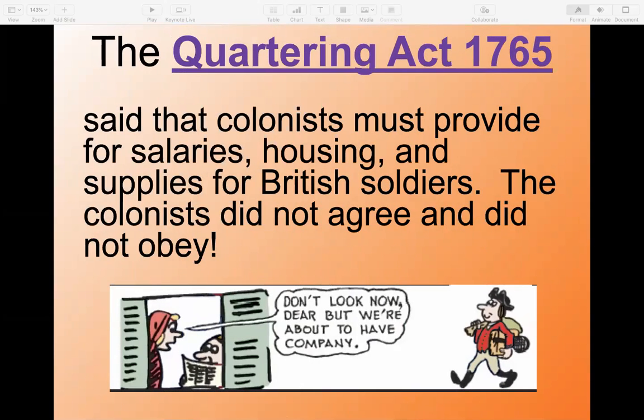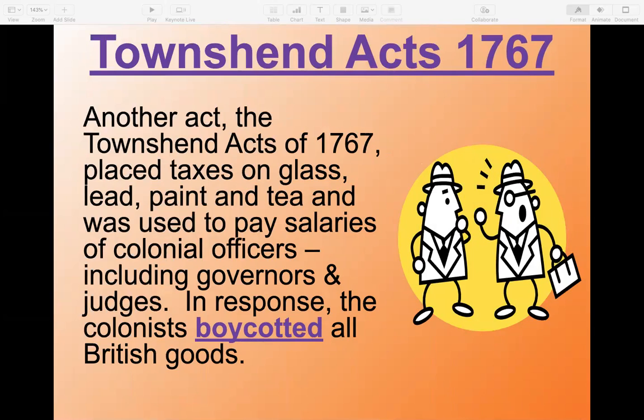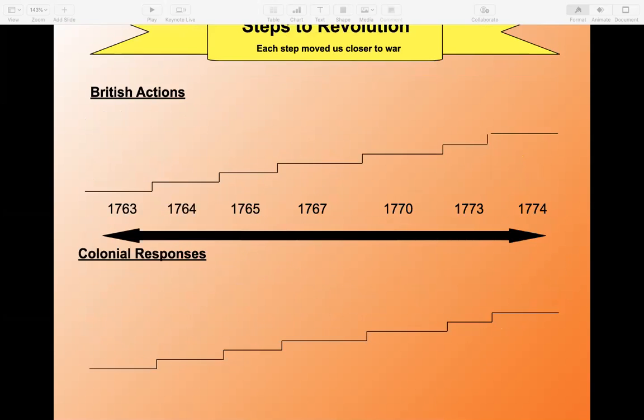The Quartering Act of 1765 said the colonists must provide salaries, housing, and supplies for British soldiers. The colonists did not agree and did not obey. The Townshend Acts of 1767 placed taxes on glass, lead, paint, and tea, and were used to pay salaries of colonial officers, including governors and judges. In response, the colonists boycotted all British goods.